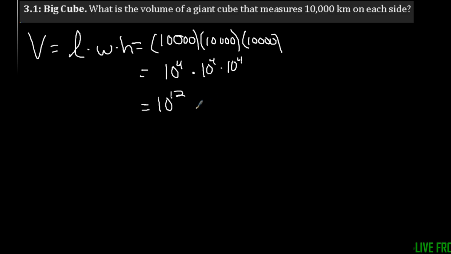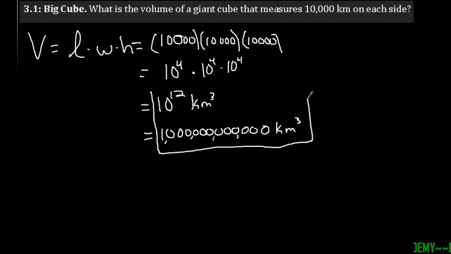If we expand it out, that's kilometers cubed, or you could say this is equal to, let's count 12 zeros: 1, 2, 3, 4, 5, 6, 7, 8, 9, 10, 11, 12. Then every 3 is where you want to put that comma. So we're going to say kilometers cubed as well. Either of those answers would work out. Again, make sure when you're multiplying the same base, you add those exponents together.